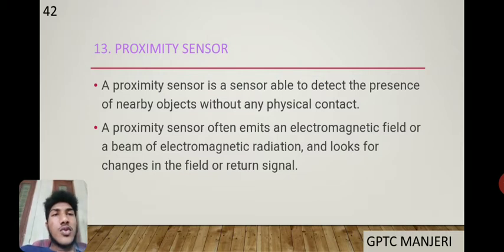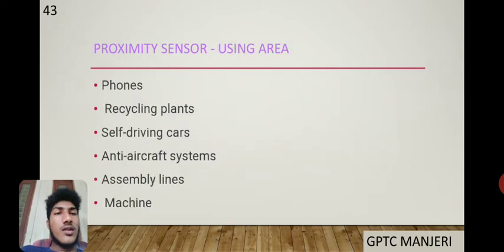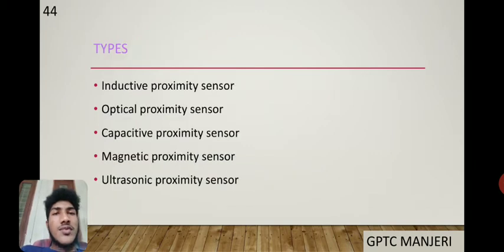Next we are going to discuss the proximity sensor. A proximity sensor is a sensor able to detect the presence of nearby objects without any physical contact. A proximity sensor often emits an electromagnetic field or a beam of electromagnetic radiation and looks for the change in field or return signal. Proximity sensor usage areas: phones, recycle plants, self-driving cars, aircraft systems, assembly lines, and machines. Types of proximity sensor: inductive, optical, capacitive, magnetic, and ultrasonic proximity sensor.